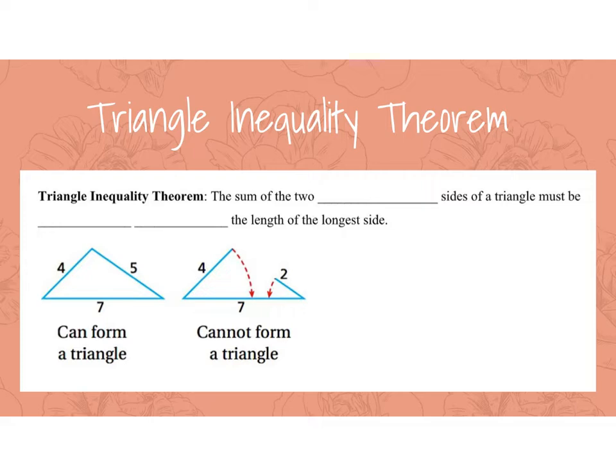First, we'll learn about the triangle inequality theorem. The theorem states that the sum of the two smaller sides of a triangle must be greater than the length of the longest side.